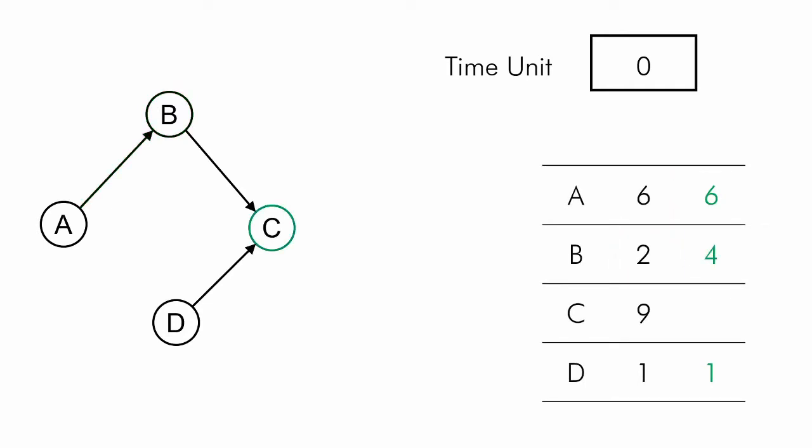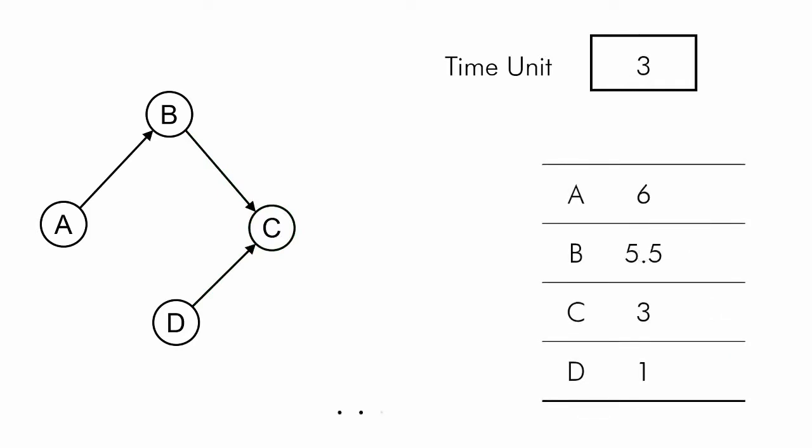Agent C has two inputs, B and D, so the updated opinion is going to be the arithmetic mean of B, C, and D, so in this case 4. This is repeated in each time unit until eventually the system reaches an equilibrium.